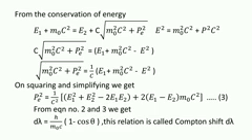Then from the conservation of energy, E1 plus m0 c square is equal to E2 plus c into square root of m0 square c square plus P square. Modify this equation, c into square root of m0 square c square plus P square is equal to E1 plus m0 c square minus E2, or square root of m0 square c square plus P square is equal to 1 by c into (E1 plus m0 c square minus E2).